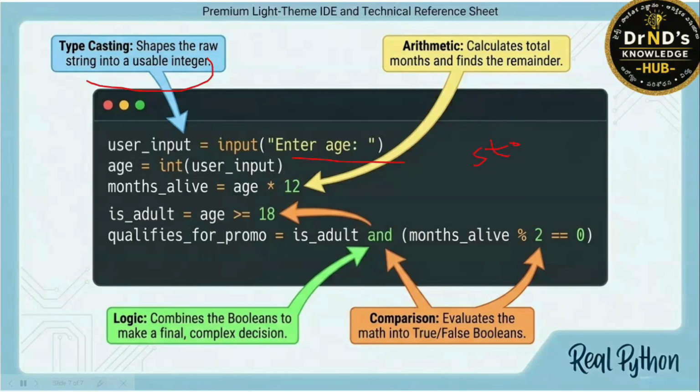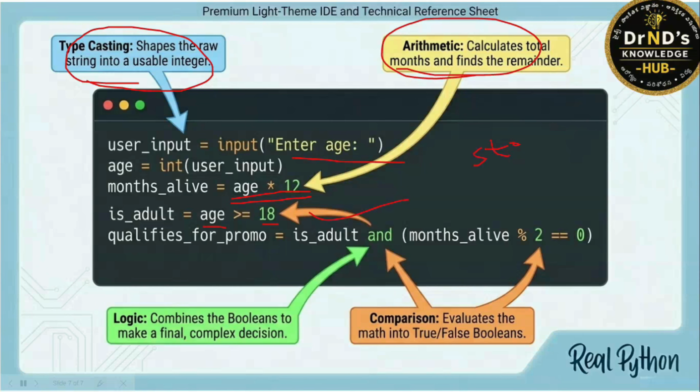This is typecasting. Now we calculate the person's age in months. Months is equal to age asterisk 12. This uses the multiplication operator. Next is adult is equal to age is greater than or equal to 18. This is a comparison operator. Python checks whether the person's age is at least 18. The result is either true or false.